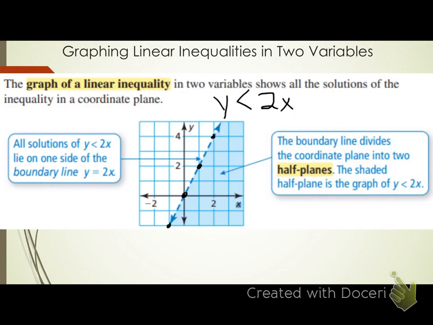Does that make sense? We're going to learn how to shade and how to graph these in just a second. But once again, my solution is not just the line. It's the shaded area either above or below the line. Everyone good with that? Any questions? Can I move on?